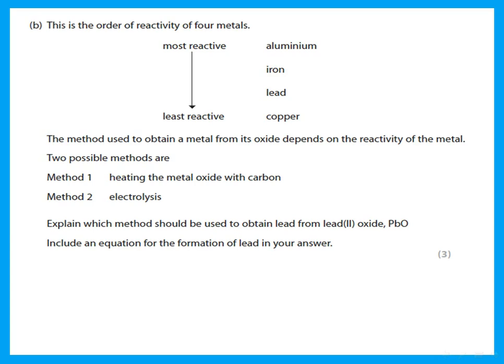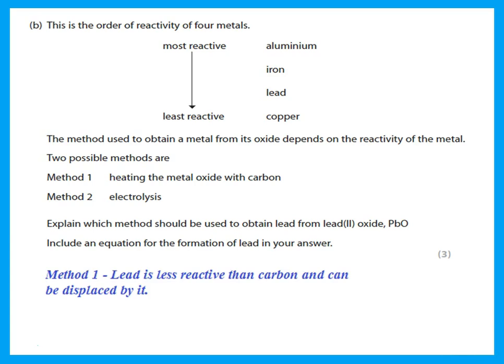So explain which method should be used to obtain lead. Now, where is lead? You should look for carbon. Carbon is something that is below aluminium but above iron. So if I'm going to put carbon in that list, it is above iron. That means it's above lead, and that means that I can get it by reduction with carbon. So I would be using method 1 because lead is less reactive than carbon and can be displaced by it.